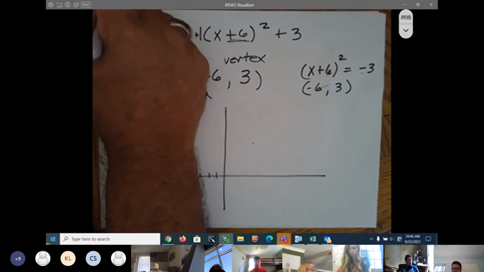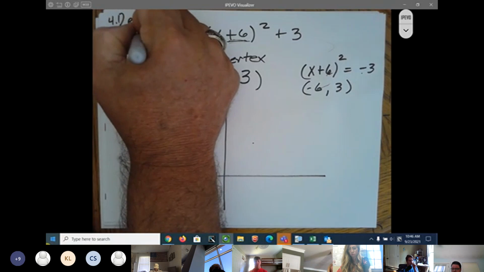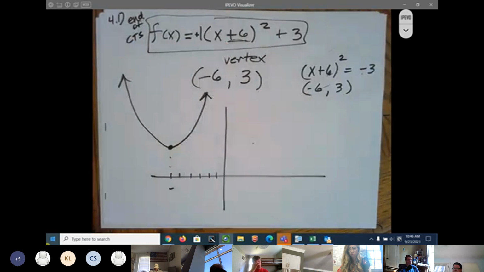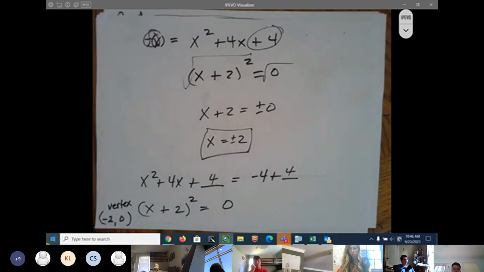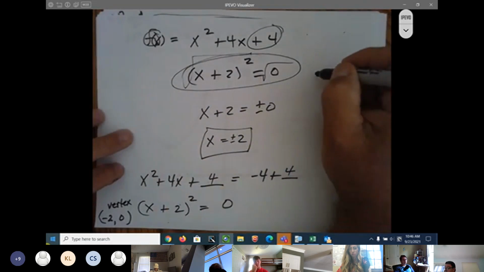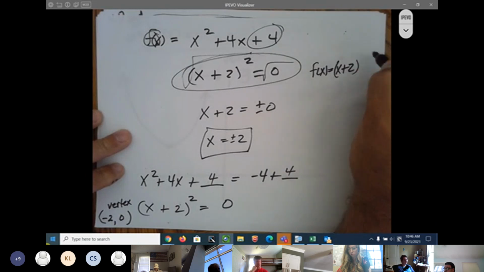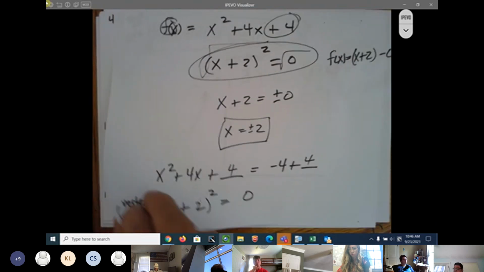4.1 is just the end of completing the square. This is what you get when you complete the square. See here? See if I can find it. Right here, this last one we did. There it is. f of x is equal to x plus 2 quantity squared minus 0. That's the same thing as that.